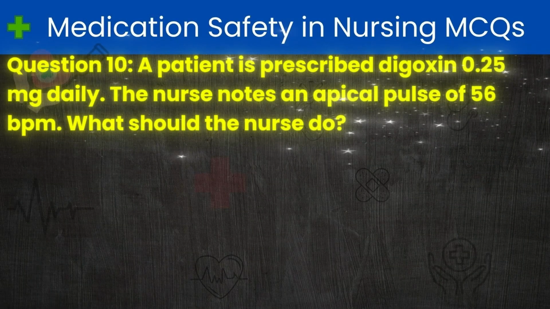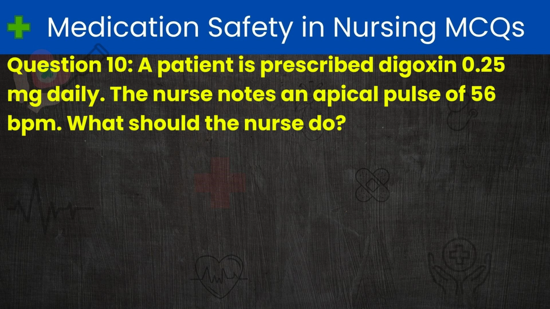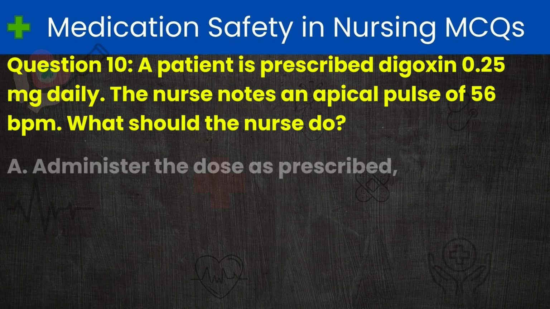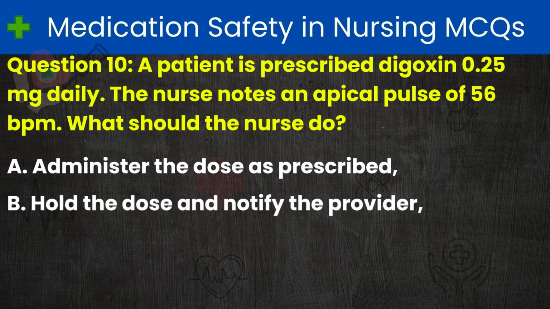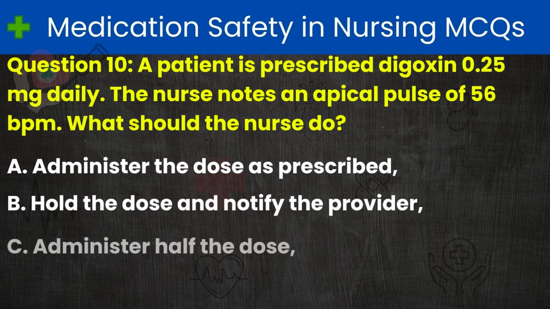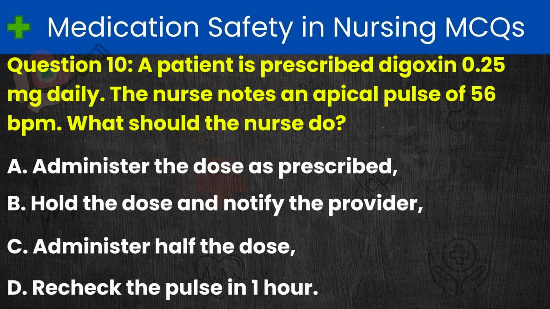Question 10. A patient is prescribed digoxin 0.25 milligrams daily. The nurse notes an apical pulse of 56 BPM. What should the nurse do? A. Administer the dose as prescribed. B. Hold the dose and notify the provider. C. Administer half the dose. D. Recheck the pulse in 1 hour.